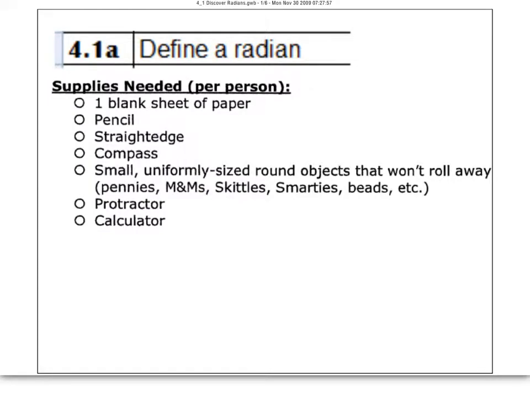In this activity, we're going to focus on Learning Objective 4.1a, which is going to help us define what a radian is. So what we're ideally going to need is a blank sheet of paper, a pencil, some type of straight edge, and a compass to draw a circle, and then a pack of candies. In particular, we're going to use Smarties for this activity.